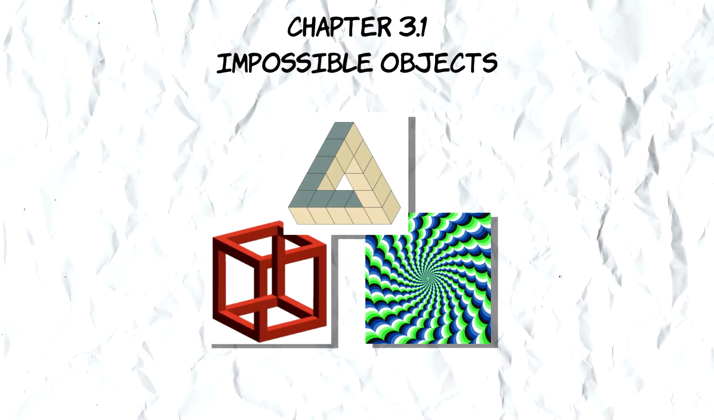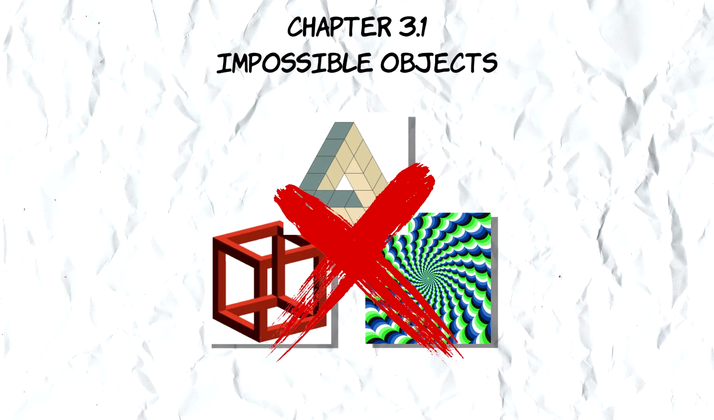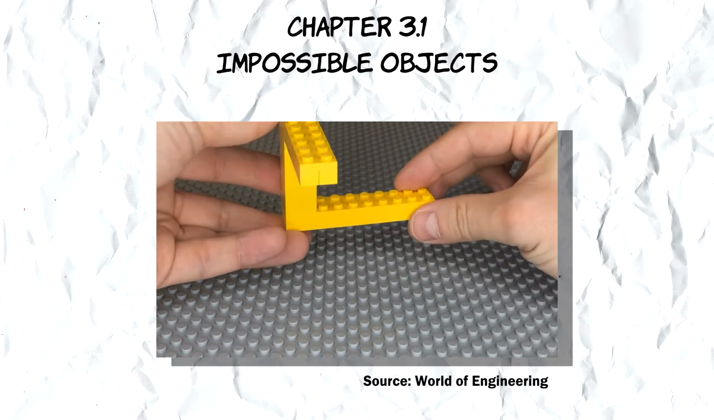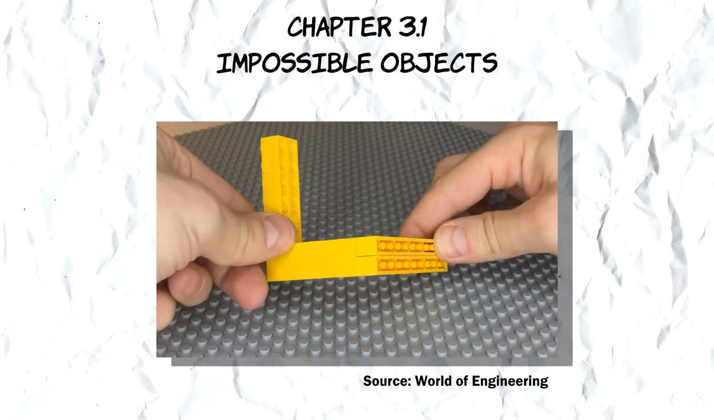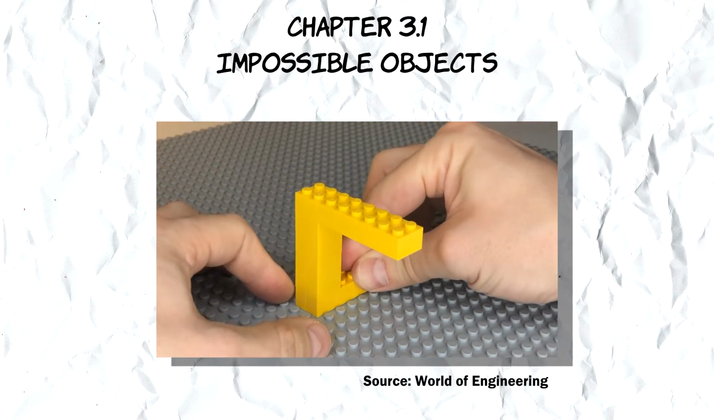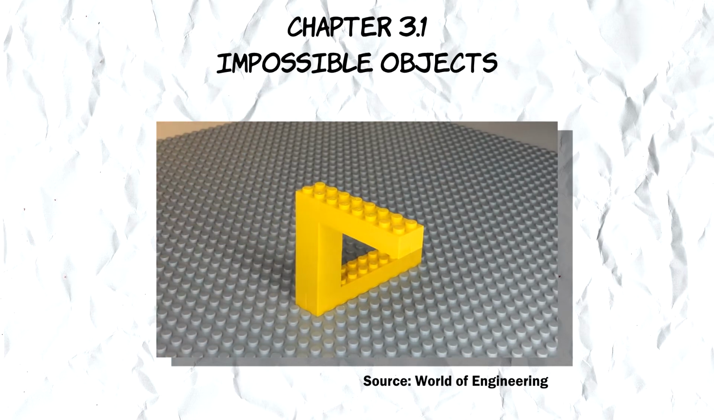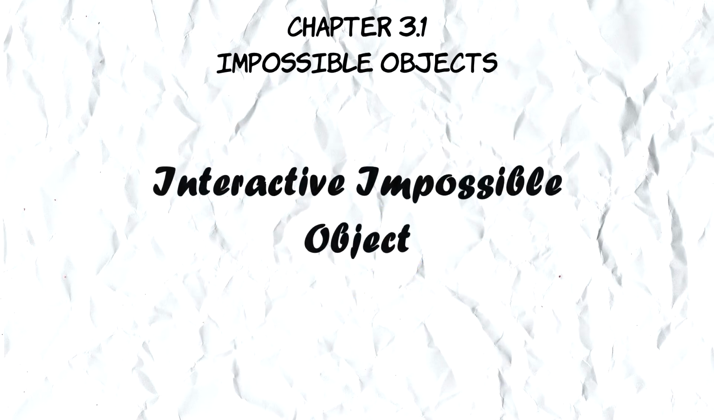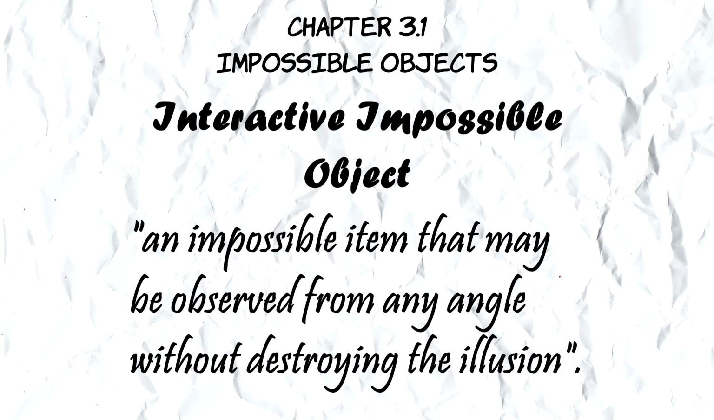Although such a thing may be represented in 2 dimensions, it's not mathematically viable for it to exist in the actual world. However, certain models of impossible things can be created using anamorphosis, which is a way that maintains the illusion when viewed from a very particular location. Because altering the viewpoint or rotating the item disrupts the illusion, many of these models rely on forced perspective or making elements of the model appear to be farther or closer than they actually are. An interactive impossible object is defined as an impossible item that may be observed from any angle without destroying the illusion.